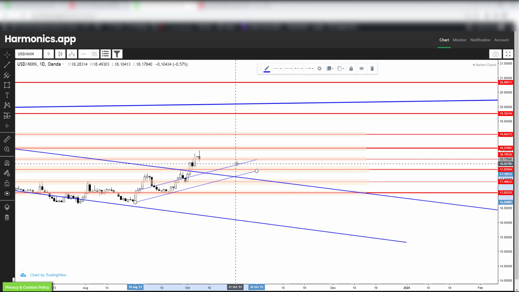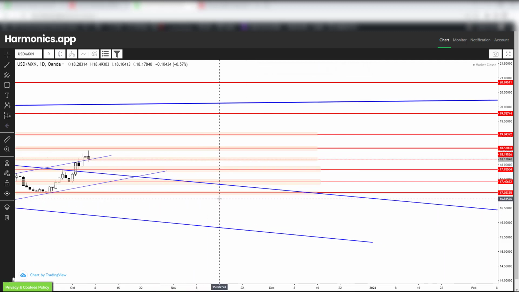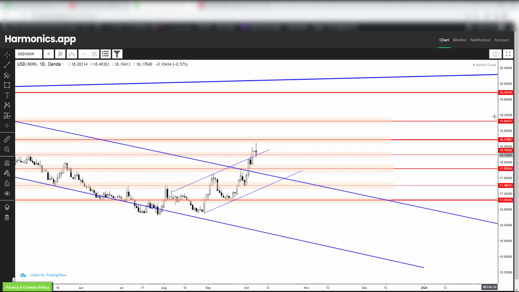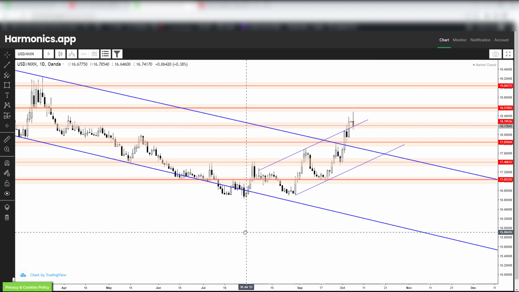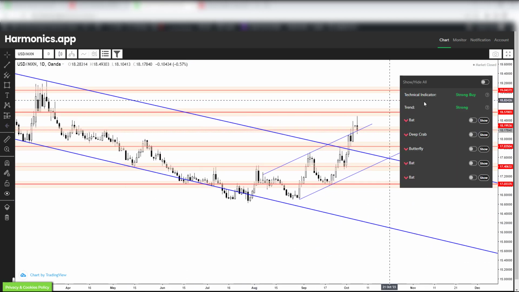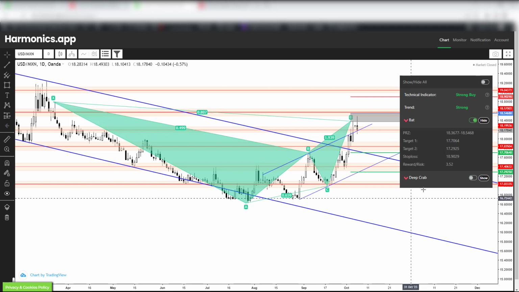Let's copy and paste this one and put this one here. Okay, this is good. Now let's stretch this one like this and activate this bat pattern to see what the entry ideas are.